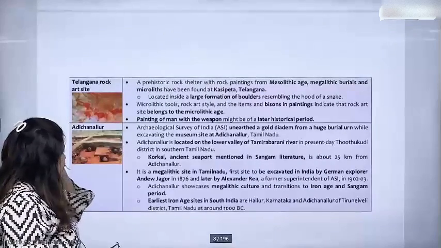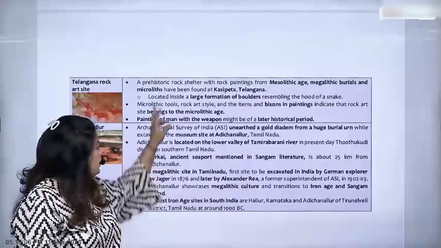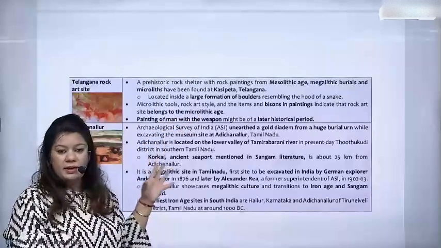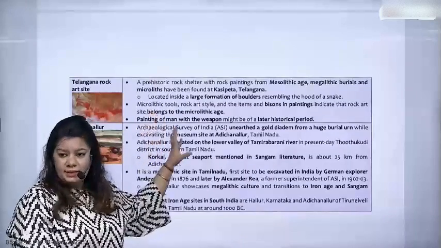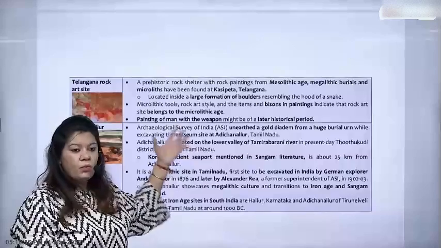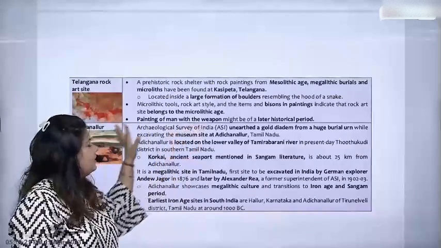Telangana rock art site, this is not that important, it won't be asked, but you should know that this site belonging to Kasipeta had Mesolithic or megalith burials. So it is a megalith site. That is it. You should only know which state it belongs to and what kind of site it is. It is a Mesolithic and megalith site.